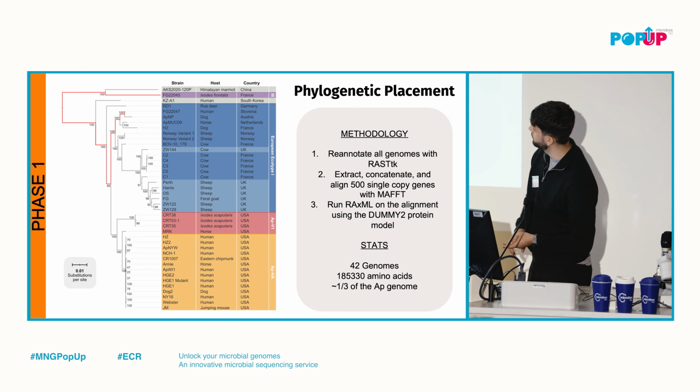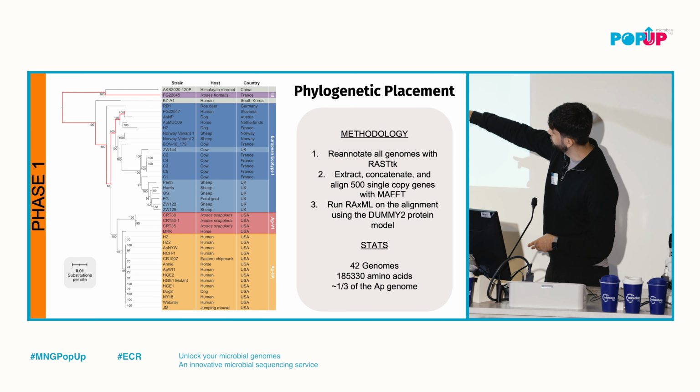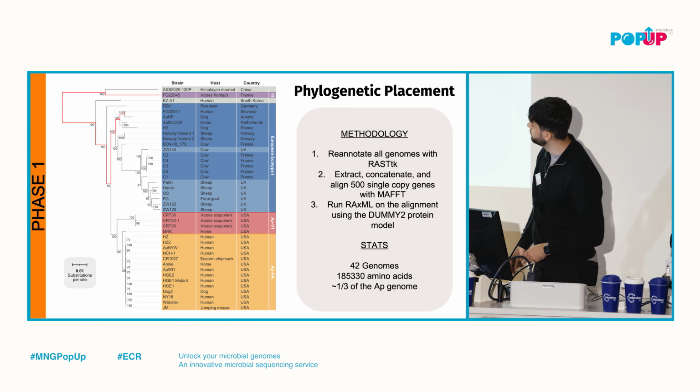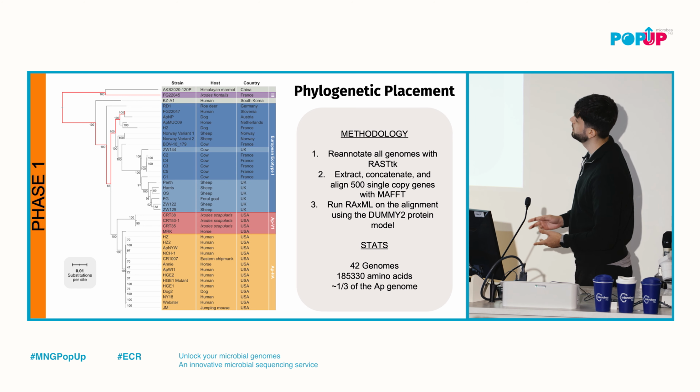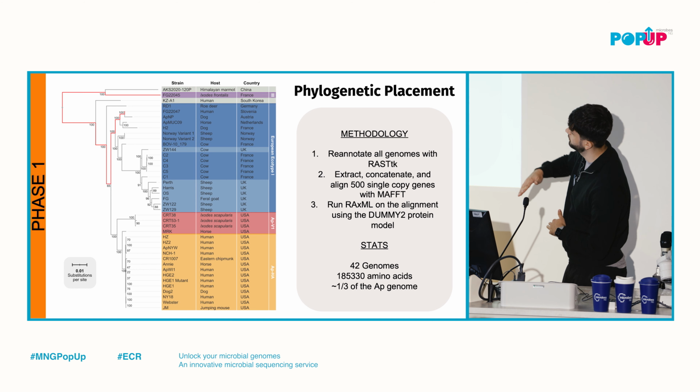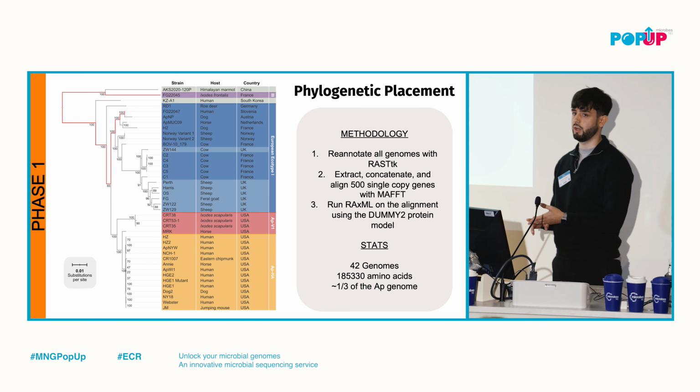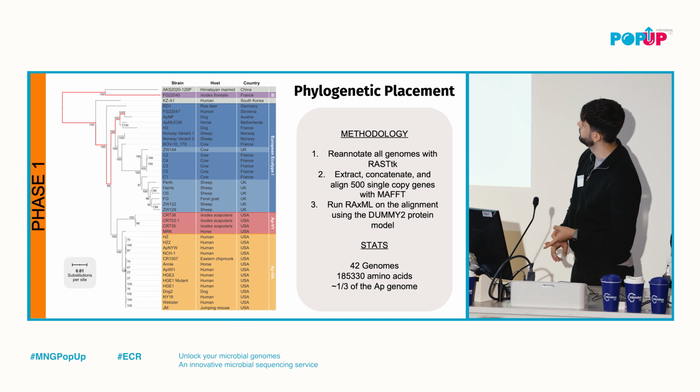I think what's really interesting about this tree, though, is that the sheep and the cow strains that have come from the UK and France do cluster into an Anglo-French clade, and they are separated. So it suggests a geographic and host basis for evolution.